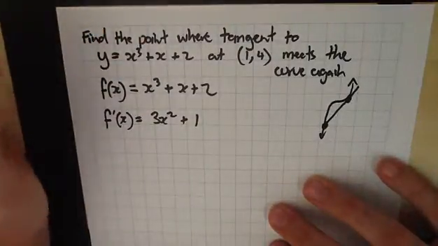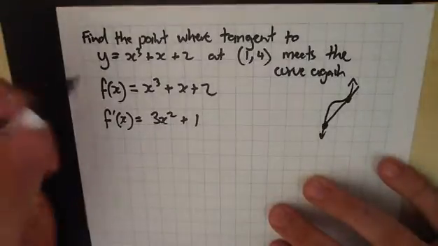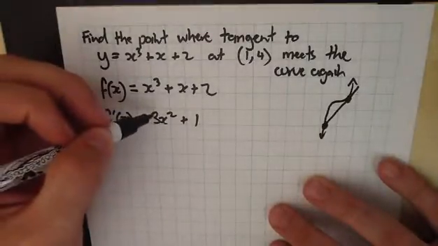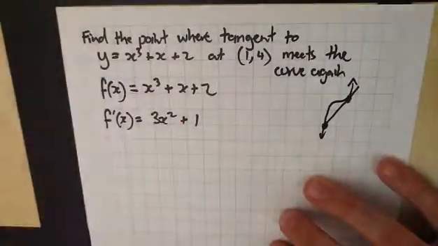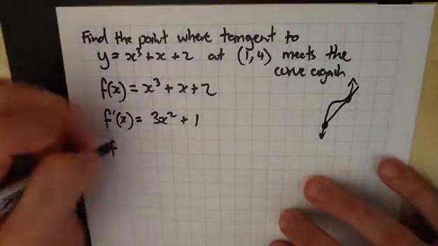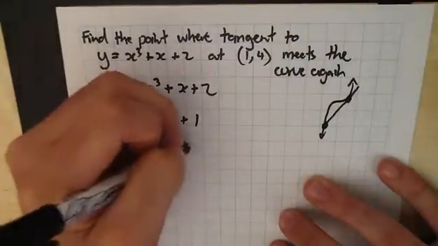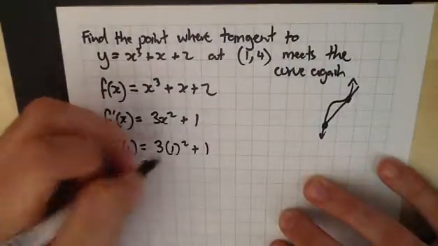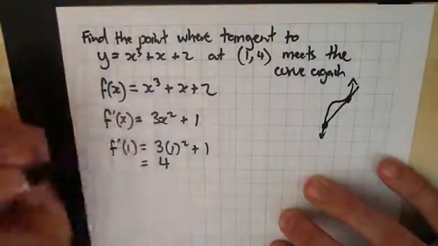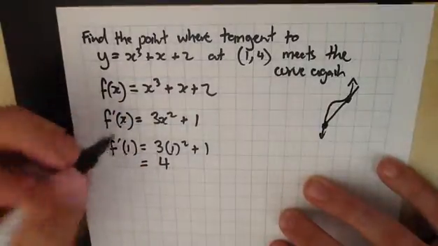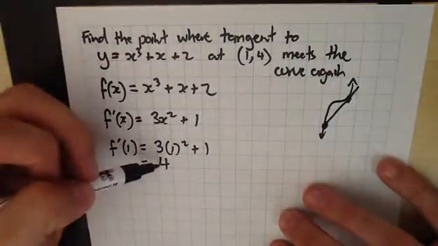This is the slope function for the tangent at this point. So when x is 1, the slope of the tangent is 3 times 1 plus 1, which is 4. So at this point here, the slope of the tangent is 4.